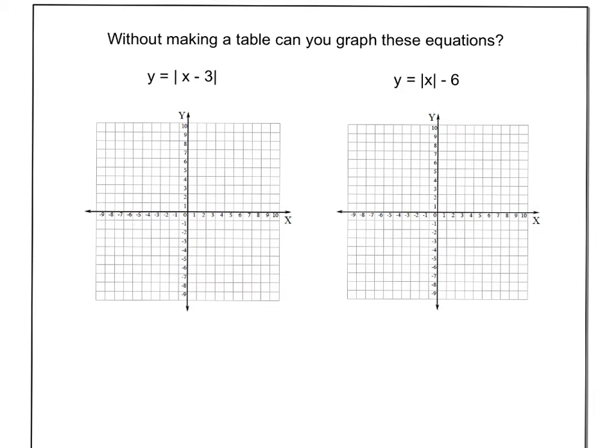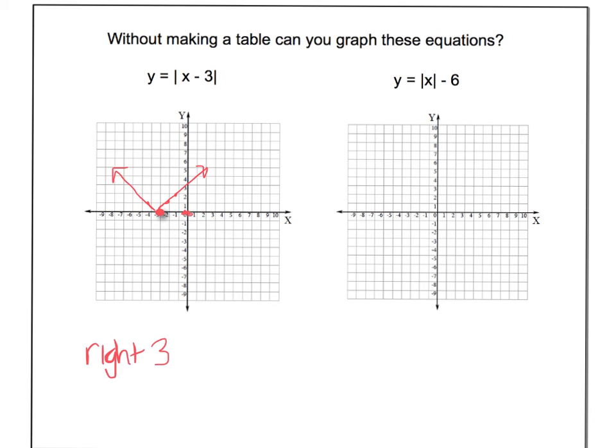Here are two examples. The first one, I have x minus 3 inside the absolute value symbol. Which way will that move your vertex? It will move your vertex right 3. So if your vertex started here, the x minus 3 inside the absolute value symbol will move your vertex over here to 3 places, so right 3. And then you proceed by drawing the rest of the V, which is your absolute value graph.